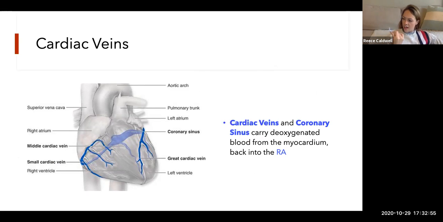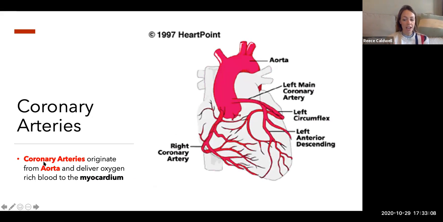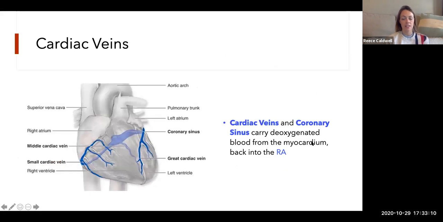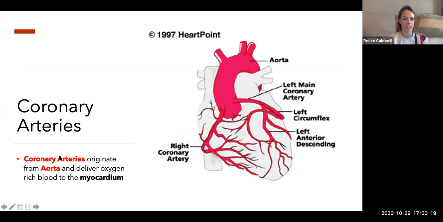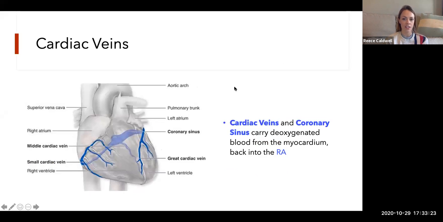Sorry, I had a tag that was like killing me. The cardiac veins are going to carry blood away, so back into the heart, away. So coronary arteries deliver blood to the myocardium. Cardiac veins take blood out of the myocardium. So remember, those are flipped. It gets really confusing. Don't forget that. Also, some people want to say like cardiac arteries and coronary veins. Make sure you know coronary arteries and cardiac veins is that definition there.